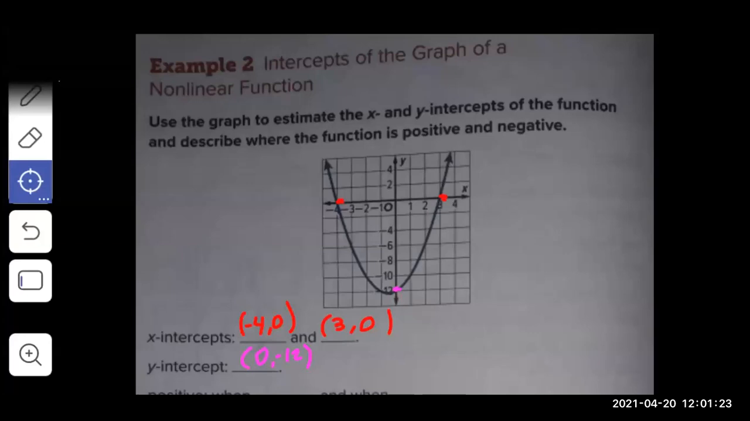I want you to memorize that. X-intercept, y is 0. Y-intercept, x is 0. Just the opposite.